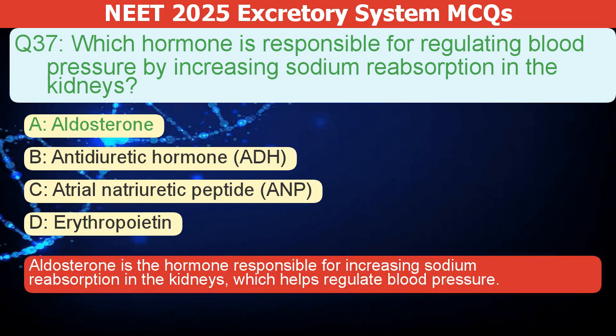The correct answer is A. Aldosterone is the hormone responsible for increasing sodium reabsorption in the kidneys, which helps regulate blood pressure.